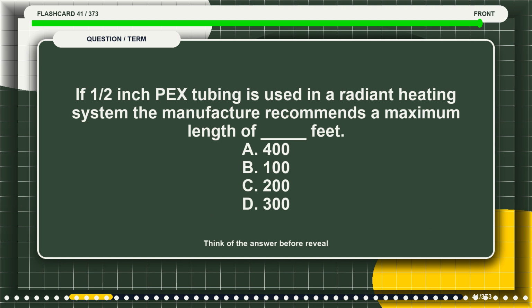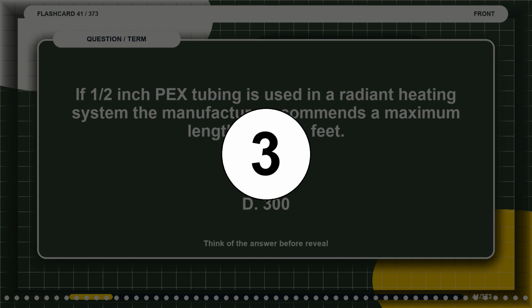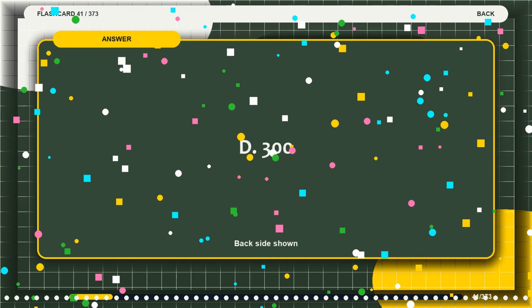Flashcard 41. If 1/2-inch PEX tubing is used in a radiant heating system, the manufacturer recommends a maximum length of blank feet. A. 400. B. 100. C. 200. D. 300. Think of the answer before the reveal. The answer is D. 300.